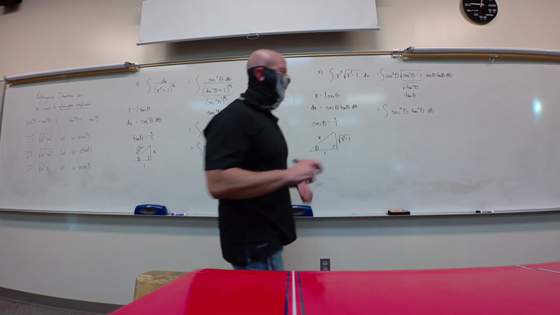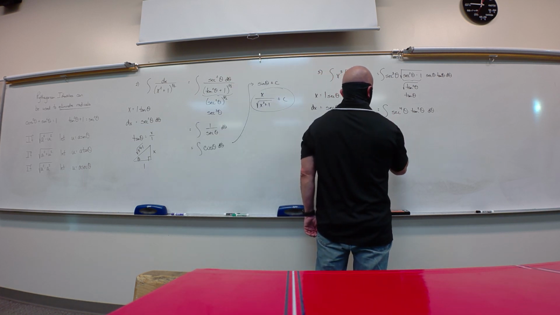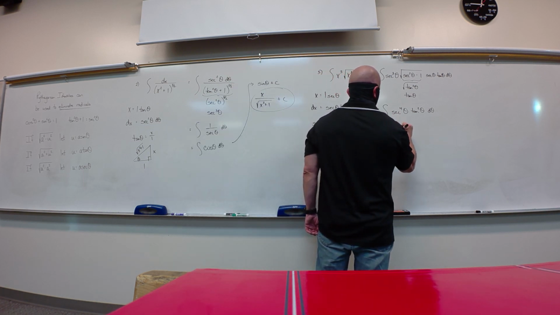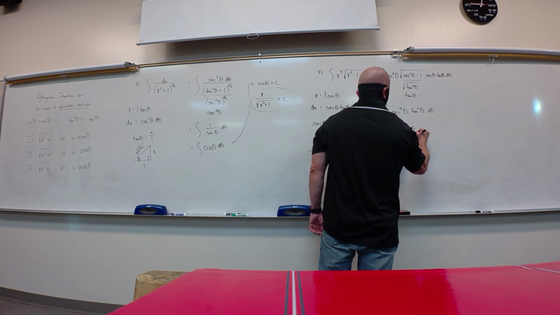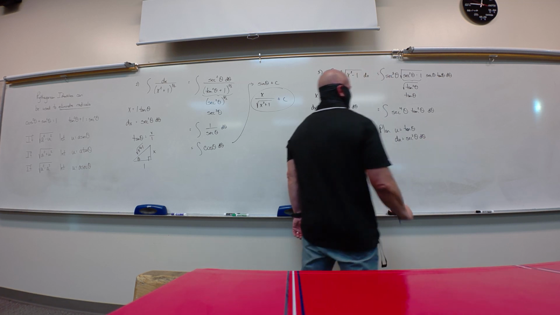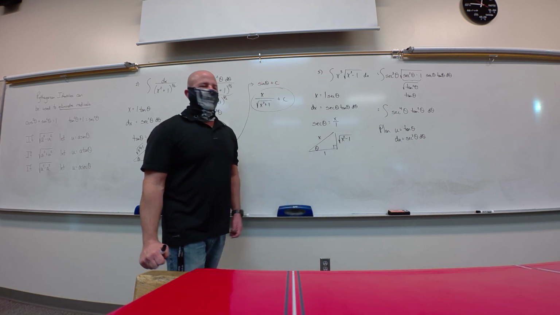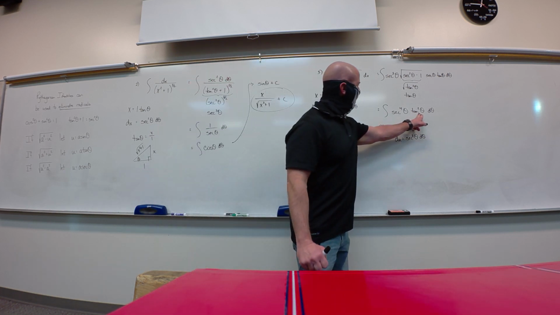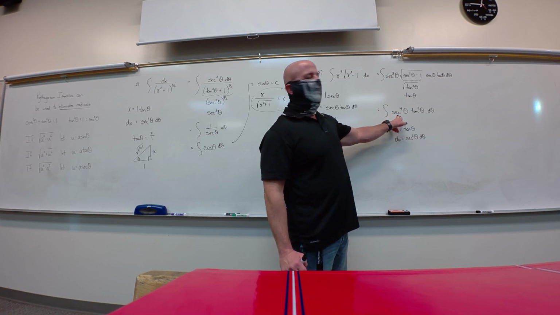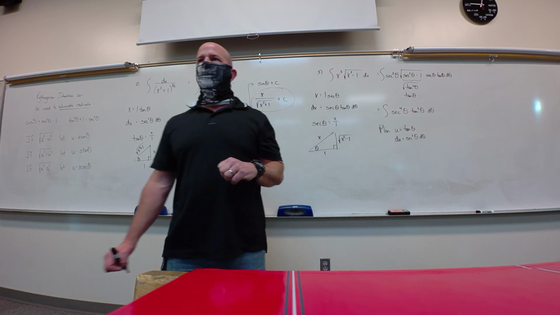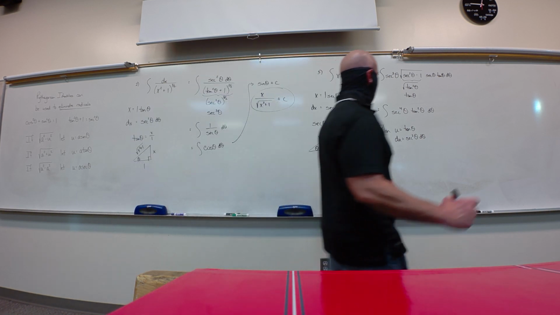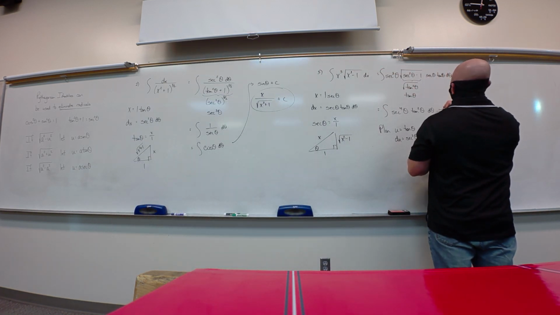My plan is to let u, write it out here, plan: u is tangent theta, du is secant squared theta d theta. So that gives me a u squared here. It eats up 2 of those secants, leaves 2 secants behind, so that's what I'm going to split off and substitute. All right.